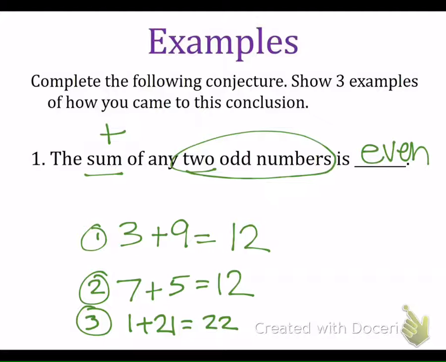All right, can we all agree that this is correct? All right, and you need both parts. You need the 3 examples, and you need to fill in the blank too to finish the conjecture. Any questions?